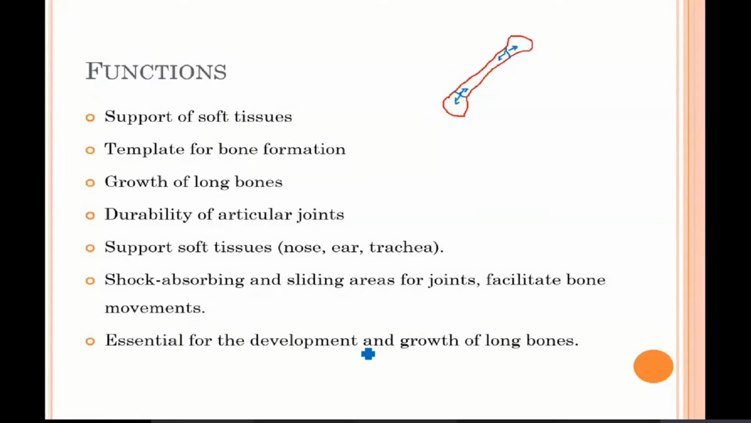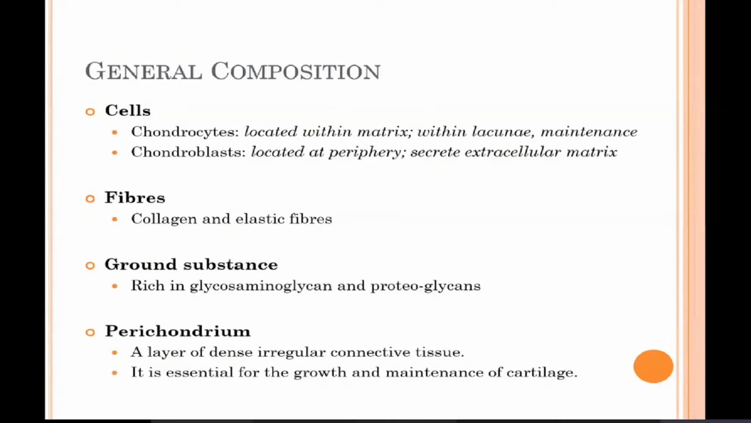Cartilage has multiple types of cells present in its structure. There are mainly two types. The first is called chondrocytes, which we can say are the matured cartilaginous cells, and their function is the maintenance and continuous production of the cartilage matrix. And the second type of cells are chondroblasts.